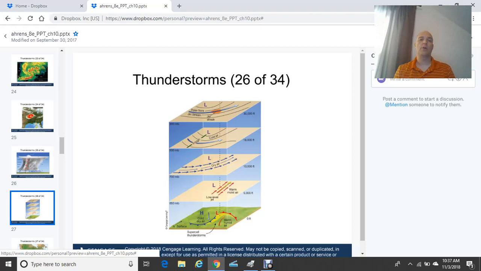Okay, so when you're talking about severe thunderstorms, you're looking at multiple levels, from the ground all the way up to the polar jet stream level at 30,000 feet. You really are.